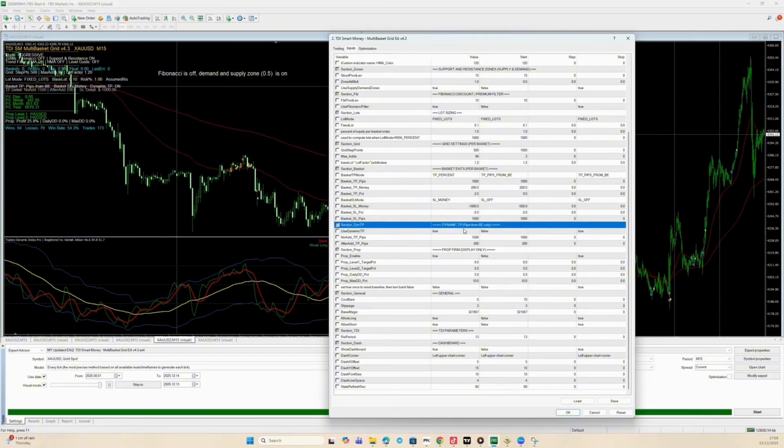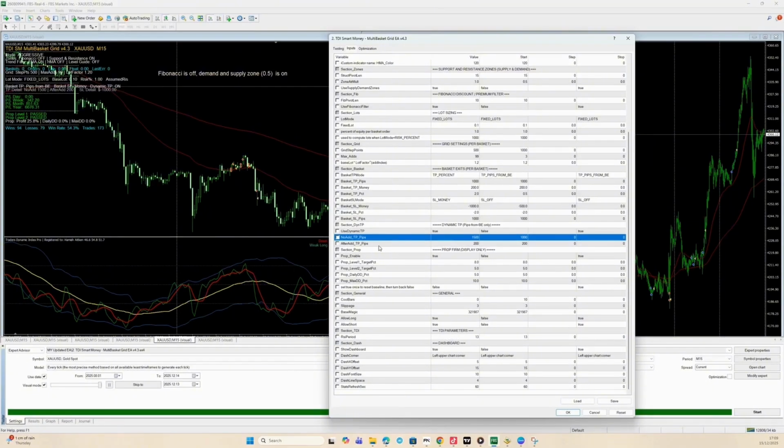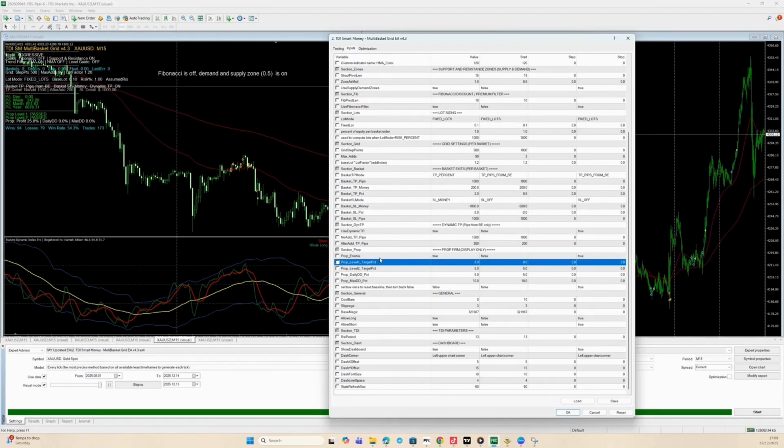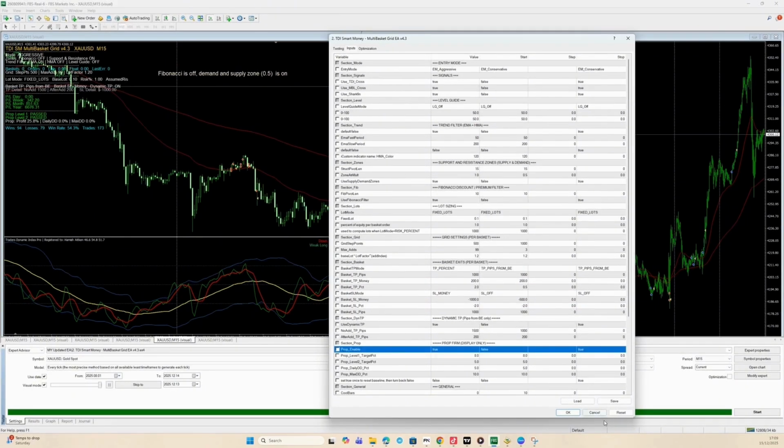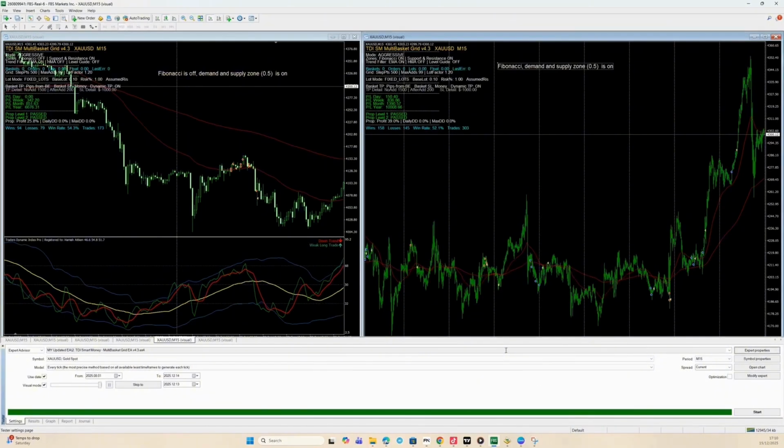Then dynamic TP is only applicable to pips, pips from break even. So you only use dynamic TP when there's a good step. Without good step, use 150 pips. After any good step, use 20 pips, which is just to take you out of the market quickly rather than losing on the trade. And for the prop firm display, you can decide to turn it off or on. All of these are just some modalities to the robot. So that is the basic settings on MT4.